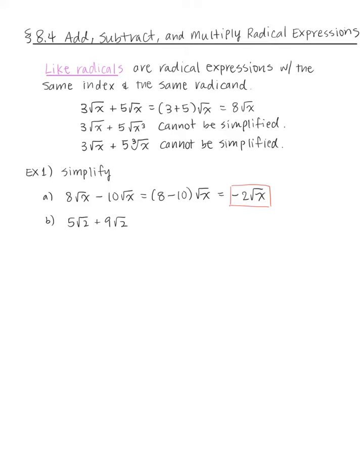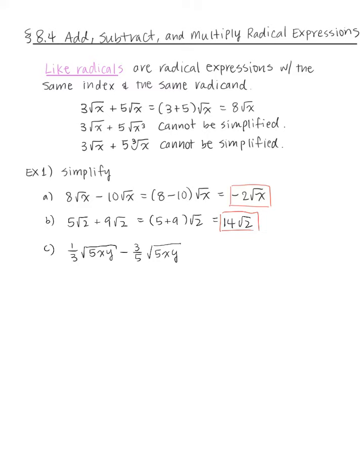Now let's take a look at 5 square root of 2 plus 9 square root of 2. Do we have like radicals? Yes, we do. That would be square root of 2. So in this case, we're going to have 5 plus 9 times the square root of 2, which would be 14 square root of 2.